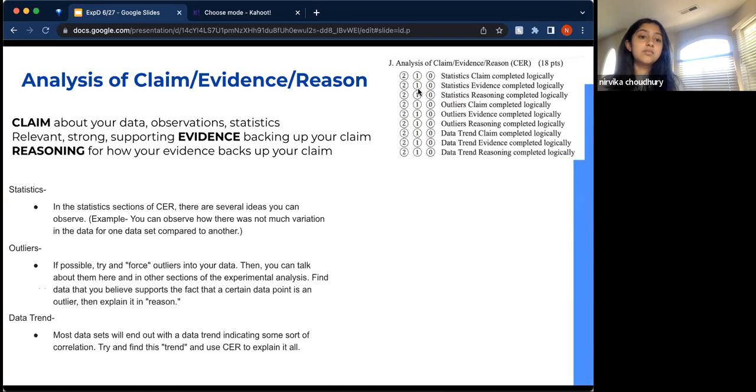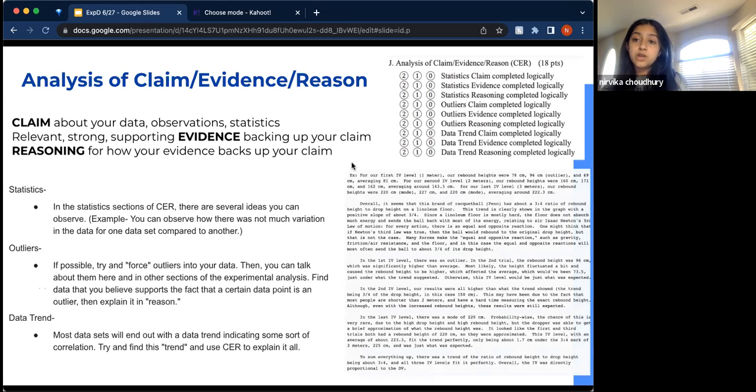For data trend, most data sets will end up with a data trend including some sort of correlation. So you can use a graph to explain this. That's why the line of best fit is very important. It shows there's some sort of correlation, and we can use CER to explain that.